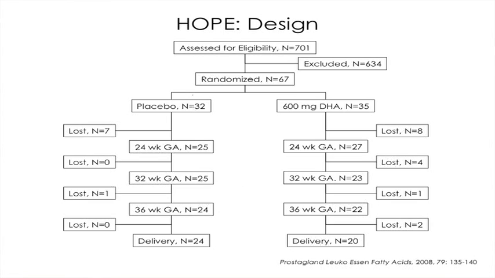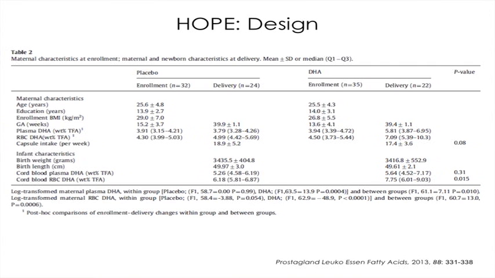Again, we randomized about 70 moms to the placebo and DHA, and we found that by the time we got them to delivery, we had about 44 kids still in the study, but we measured them all along the way. I won't bore you with that, but there were no differences between the groups on any of our ancillary demographics, except for the fact that they had higher DHA in their blood, and that makes sense because they were given DHA.